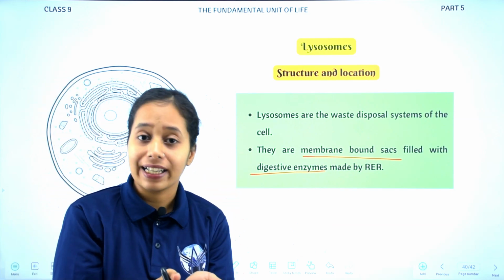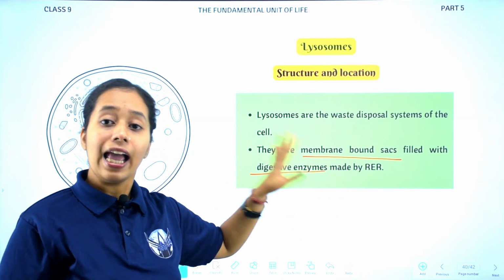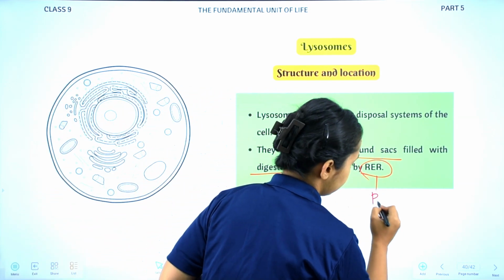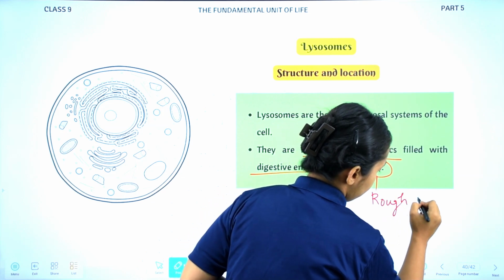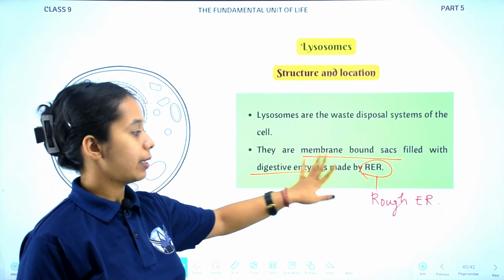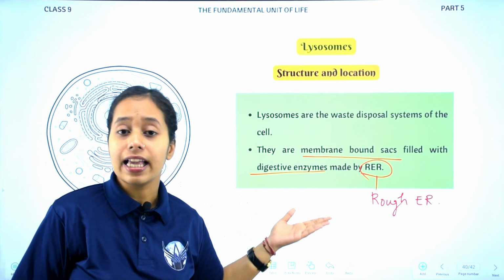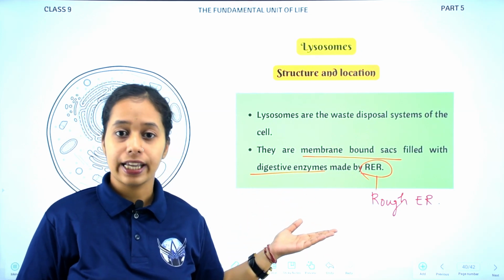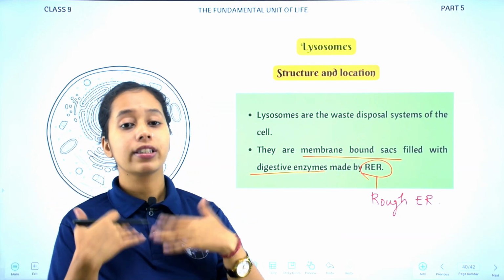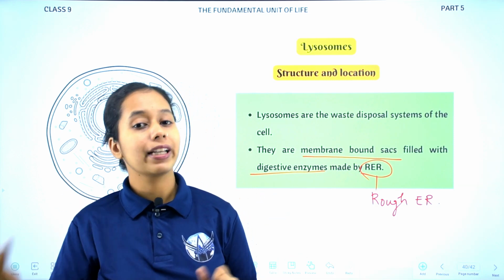This little bag or little ball is filled with digestive enzymes, and these digestive enzymes are made by RER. RER meaning rough endoplasmic reticulum. These enzymes are very powerful. They digest, meaning they break down substances. What does digestion lead to? Digestion leads to the breaking down of complex things.